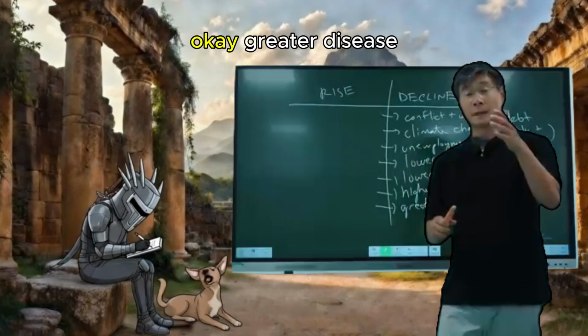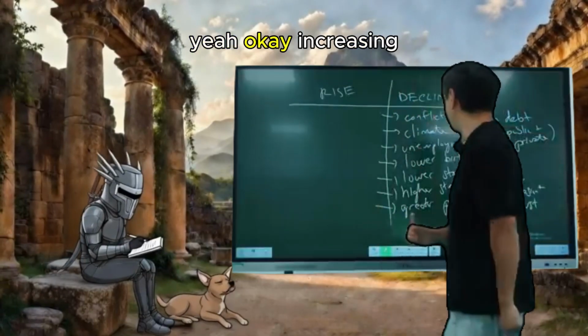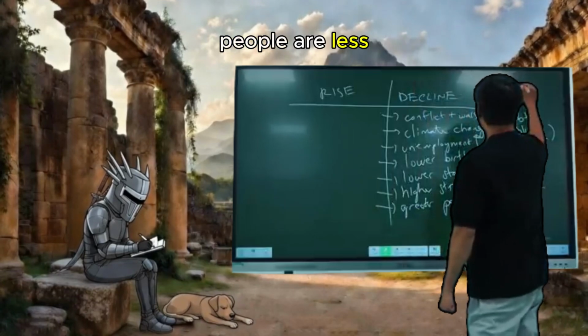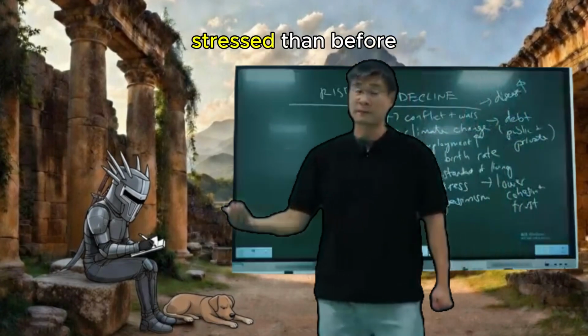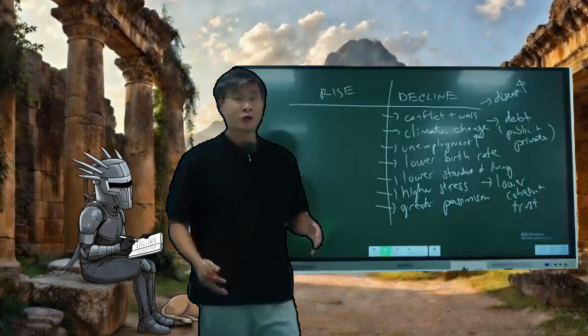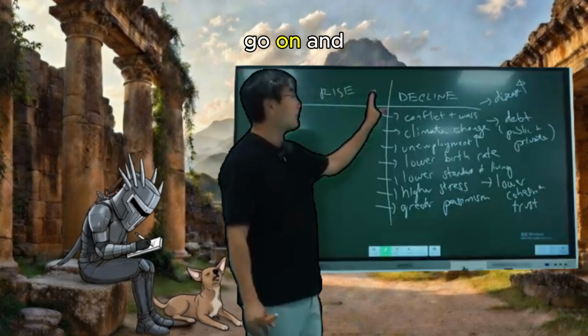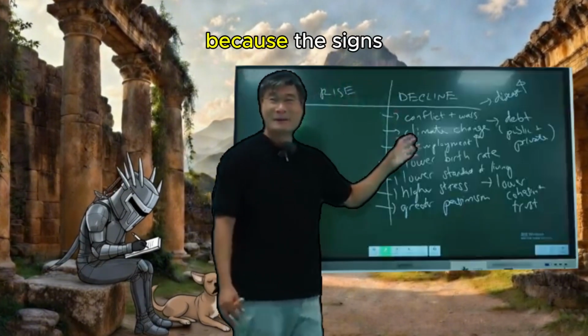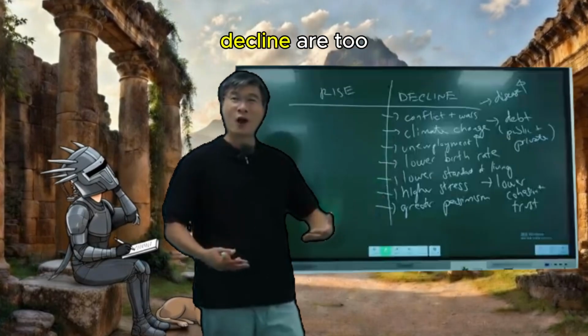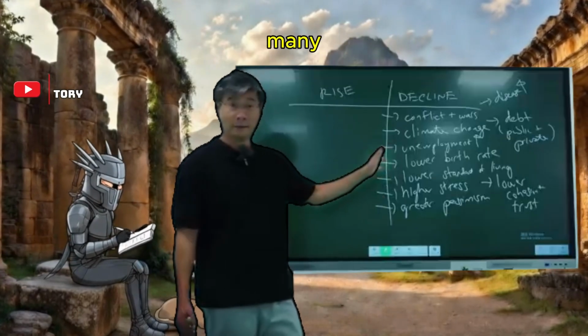Disease. Okay, greater disease, yeah. Okay, increase in disease. People are less healthy than before. People are more stressed than before. People are less optimistic. So we can go on and on and on because the signs of rapid social decline are too many.